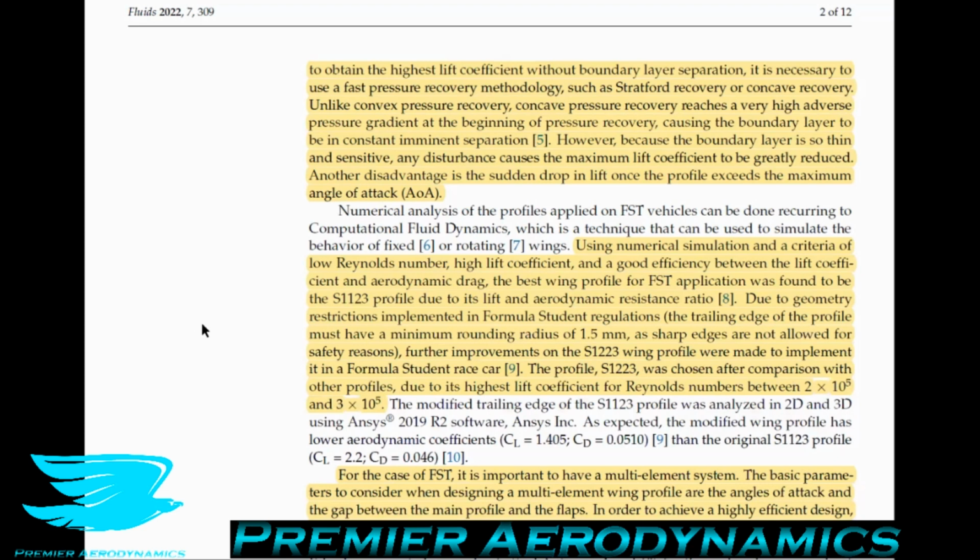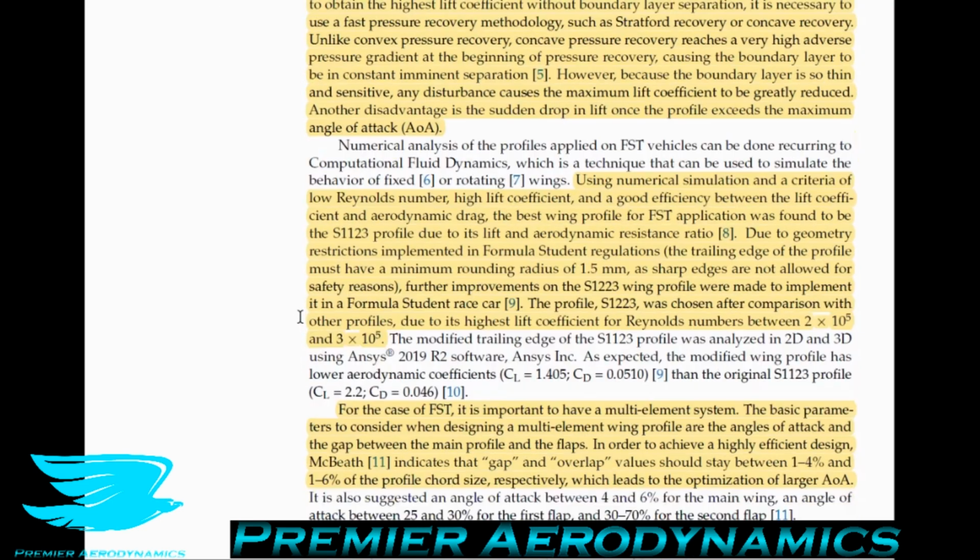Due to geometry restrictions implemented in the Formula Student regulations, such as the trailing edge of the profile must have a minimum rounding radius of 1.5 millimeters, as sharp edges are not allowed for safety reasons, further improvements to this S1223 wing profile were made to implement in this Formula Student car. This profile was chosen after comparisons with other profiles due to its high lift coefficient for Reynolds numbers between 200,000 and 300,000. And just as a note, this is around the transition range point for a boundary layer.